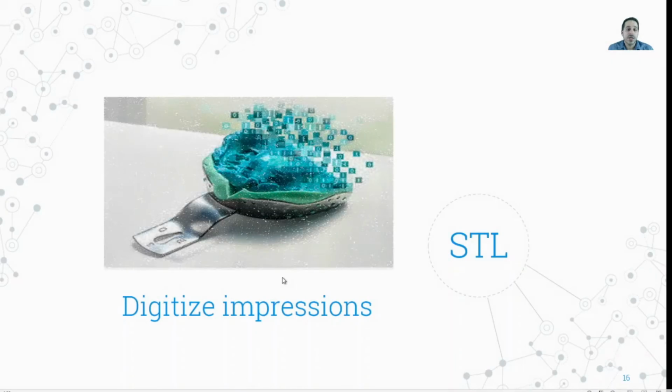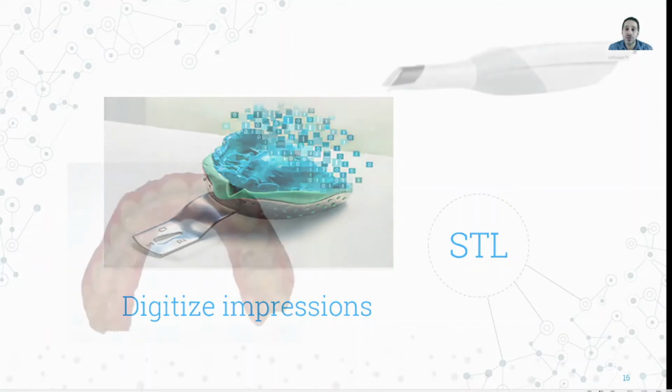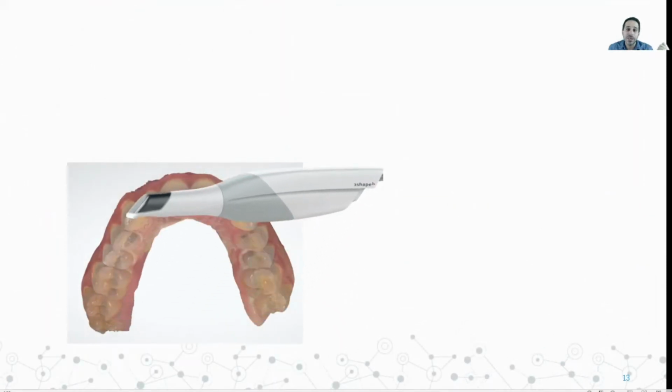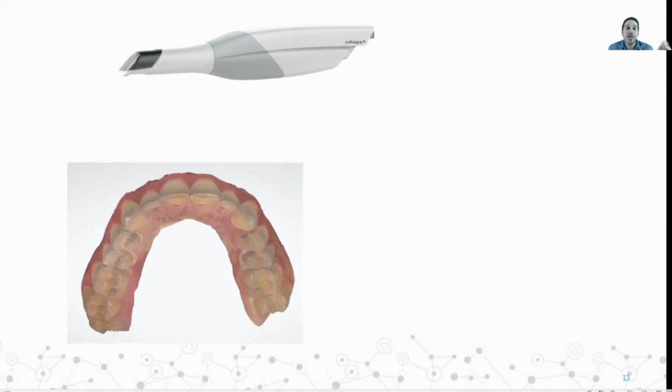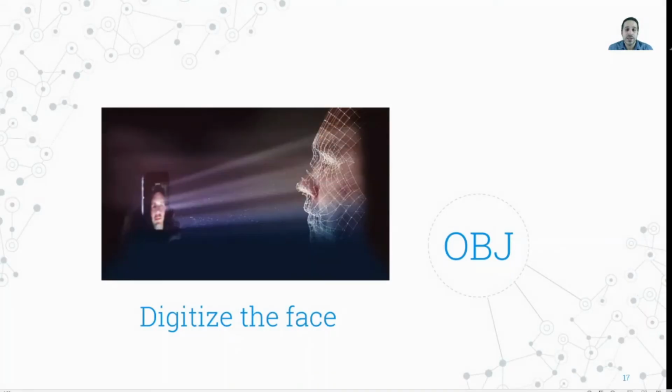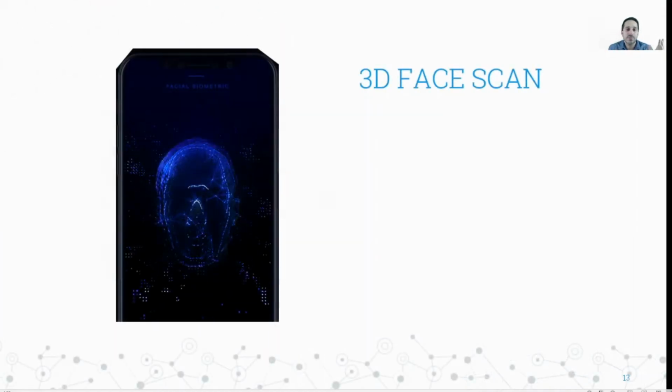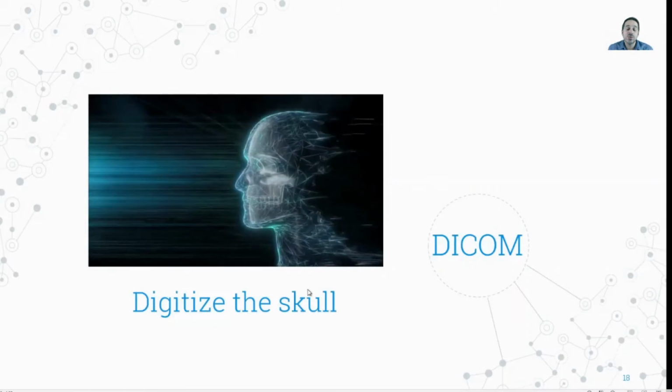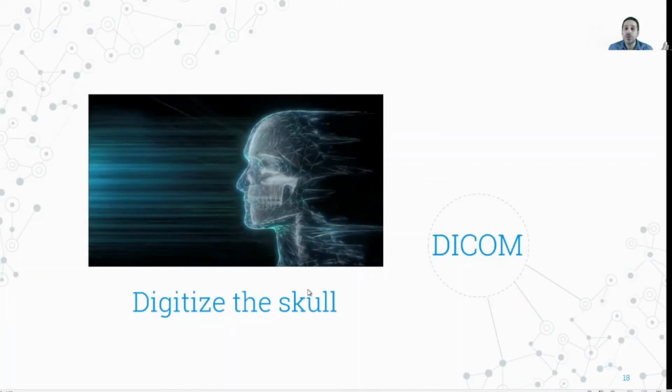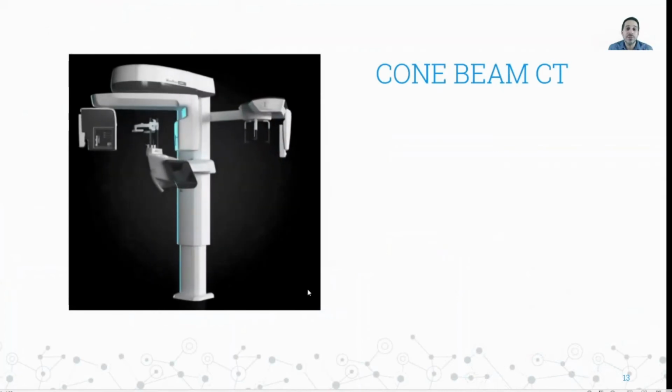So digital dentistry doesn't change the type of information. The only thing it changes is the format of that information. So instead of getting an analog or traditional impression, we can digitalize our impression and get the STL file. And instead of getting a 2D photo, we can capture a 3D face scan. And as well, we can utilize the hard tissue of our patient by getting the cone beam CT.